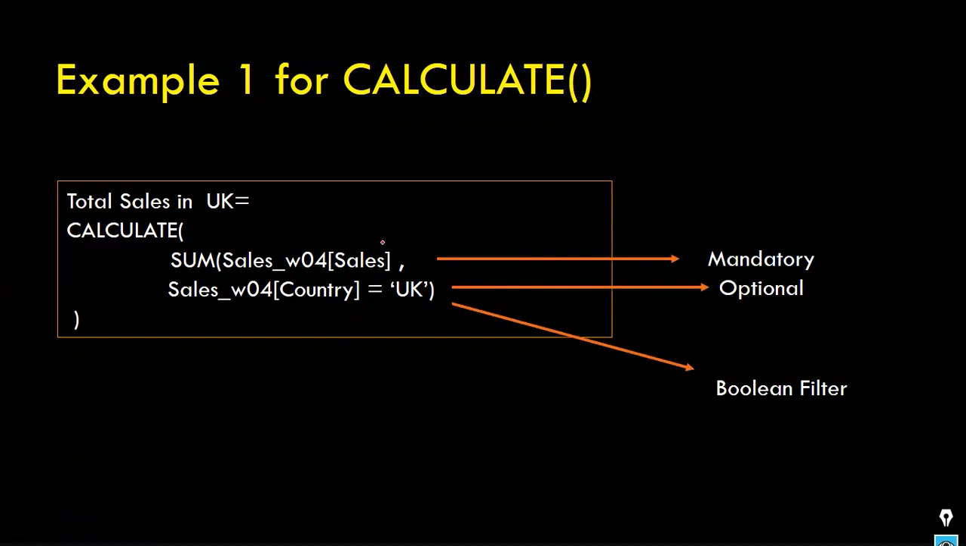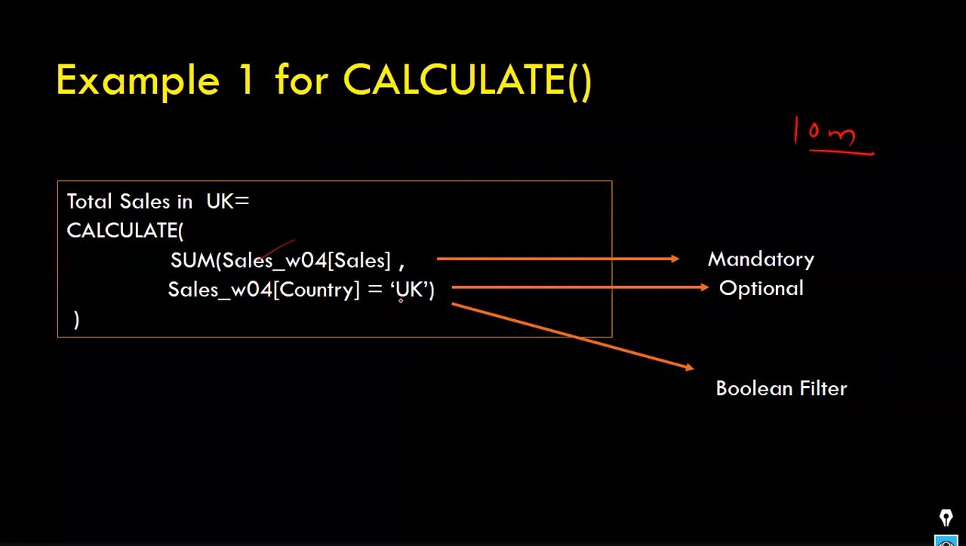So I don't want to do the sum of sales on the entire table, because let's say my table has 10 million records in it. If I do a sum of sales on the sales column of a table which has 10 million records, it takes a lot of memory. It takes a lot of time, right? So instead, we are very particular to find out the total sales made in United Kingdom alone.